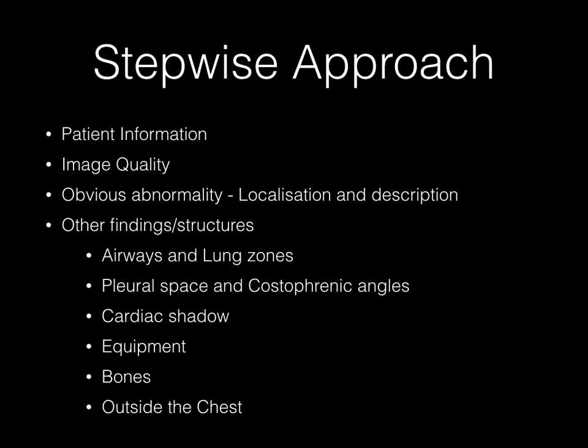And describing the abnormalities on the chest x-ray in a bit more descriptive manner, like for example infiltrates, reticular pattern, a nodular pattern, or a cavitating pattern. Then go on and describe other structures such as airways and lung zones, look at pleural space and costophrenic angles, cardiac shadow, equipment, bones, and then look at outside the chest.